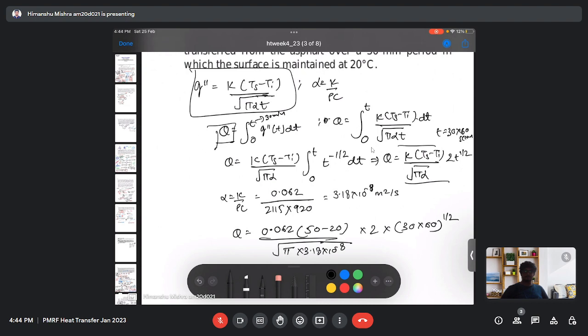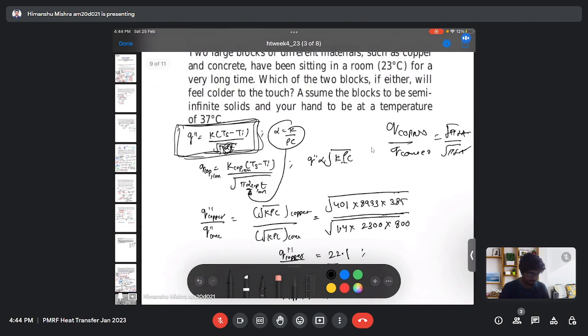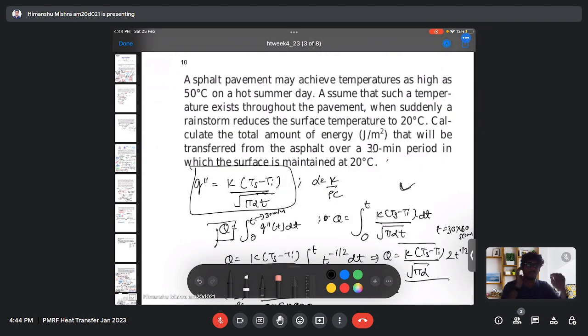Here we assume the surface to be a semi-infinite solid, because I just want to solve this type of question related to the semi-infinite body. Otherwise, in the question it will be given, like in the previous question, that we should treat the body as a semi-infinite solid. Here I just want to solve one example related to that concept.